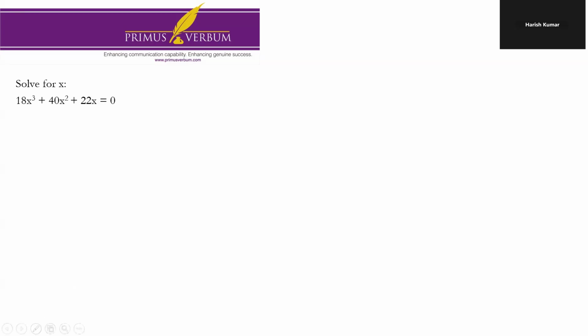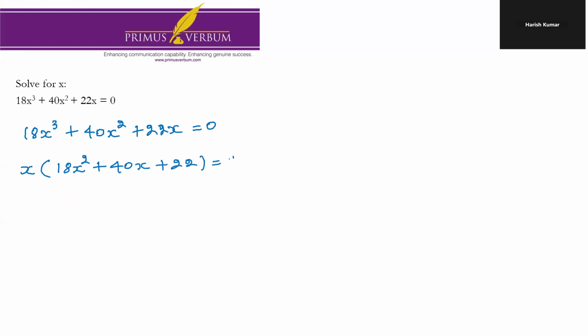Now, one thing I notice immediately is that all the terms contain the variable x. So I can pull out 1x out of this. Let me rewrite the equation: 18x cubed plus 40x squared plus 22x is equal to 0. Now, since x is found in each of the terms, I can pull out an x. So I will get 18x squared plus 40x plus 22 is equal to 0.